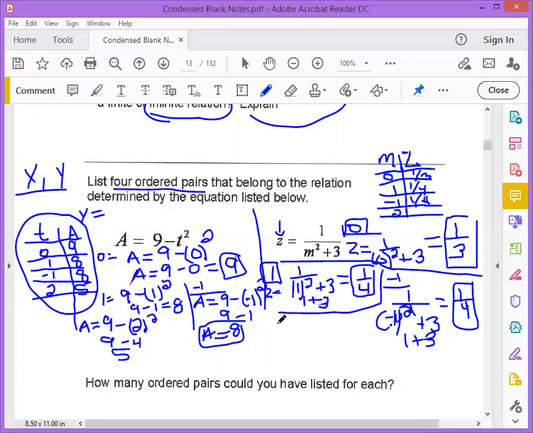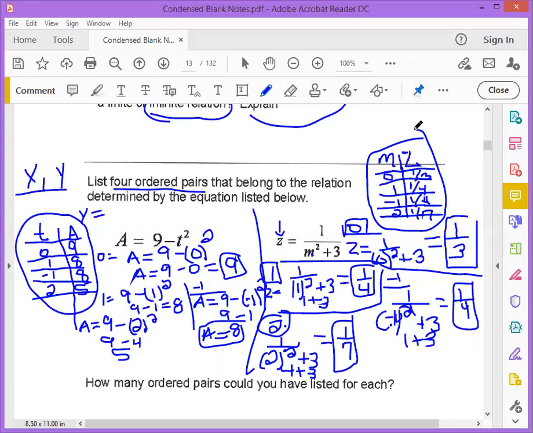And then lastly, we're going to substitute 2 for m. So we'll get 1 divided by 2 to the second power, so that's 2 squared, plus 3 in the denominator. Now 2 squared is 4 in the denominator. 4 plus 3 gives us 7. In our numerator, we have 1. We just carry over the 1. So we'll get 1/7. And we're done. 1/7.